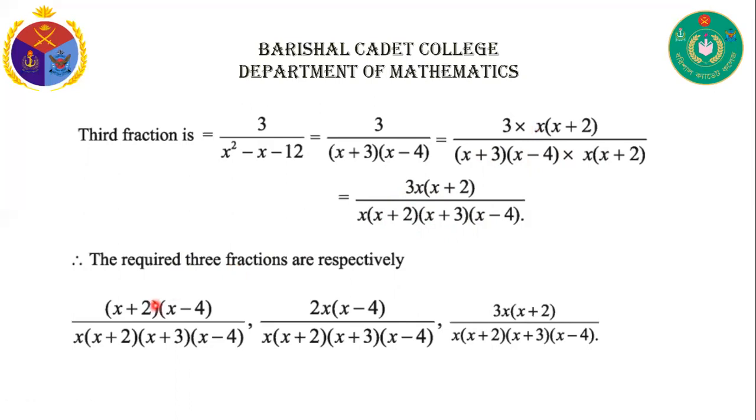So here our first fraction is x plus 2 into x minus 4 divided by x into x plus 2 into x plus 3 into x minus 4. And the second fraction is 2x into x minus 4 divided by x into x plus 2 into x plus 3 into x minus 4. And the third fraction is 3x into x plus 2 divided by x into x plus 2 into x plus 3 into x minus 4. So boys, that's all for today.